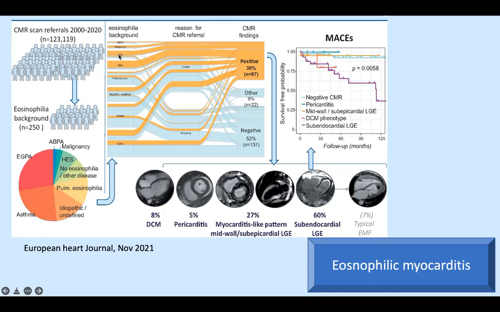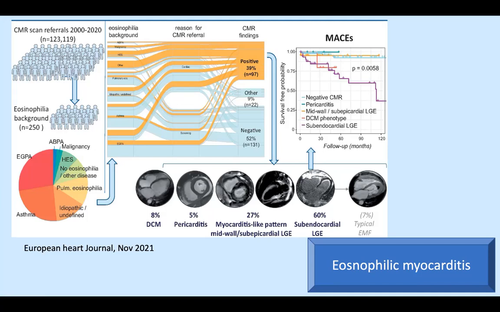For example, in HES, as we see over here, cardiac involvement is always significant. Even the pattern of involvement can be different. It could present with just dilated cardiomyopathy or pericarditis, as was seen in our patient, or it could be a myocarditis-like pattern, like mid-wall subepicardial LGE. Classic subendocardial LGE can be seen, which is another mimic of amyloid.